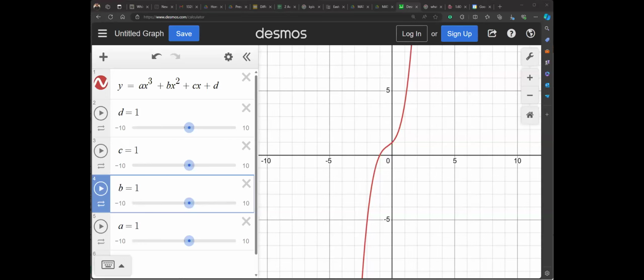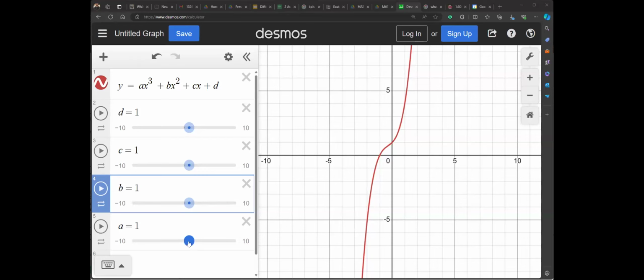Okay, I'm hoping you guys can see that screen. So we have a function y is equal to ax to the power 3 plus bx squared plus cx plus d. Now I'm just going to move the sliders to show you what those sliders do to our function.